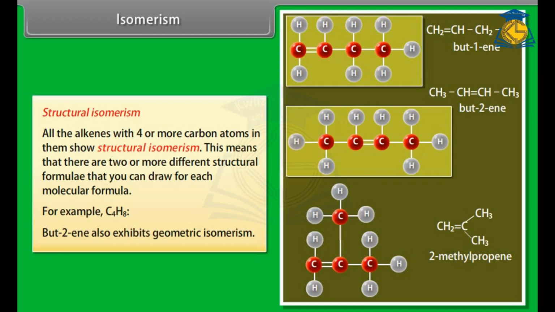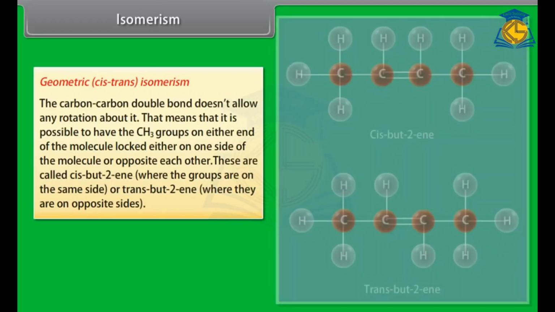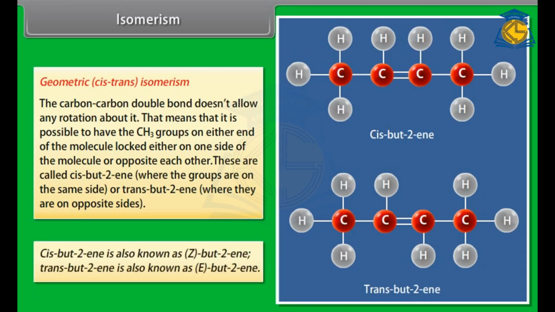But-2-ene also exhibits geometric isomerism. Geometric cis-trans isomerism. The carbon-carbon double bond doesn't allow any rotation about it. That means that it is possible to have the CH3 groups on either end of the molecule locked either on one side of the molecule or opposite each other. These are called cis-but-2-ene, where the groups are on the same side, or trans-but-2-ene, where they are on opposite sides. Cis-but-2-ene is also known as Z-but-2-ene. Trans-but-2-ene is also known as E-but-2-ene.